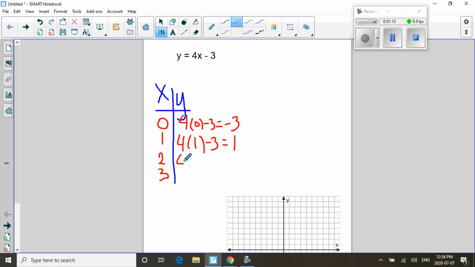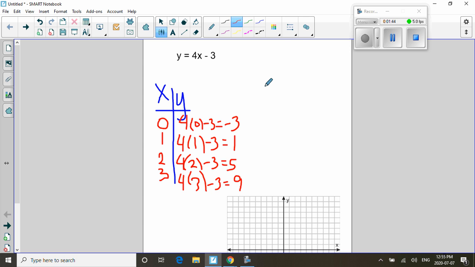And then 4 times 2 minus 3. So 4 times 2 is 8, and 8 minus 3 is 5. And then the last one here is 4 times 3 minus 3. So 4 times 3 is 12, and 12 minus 3 is 9.